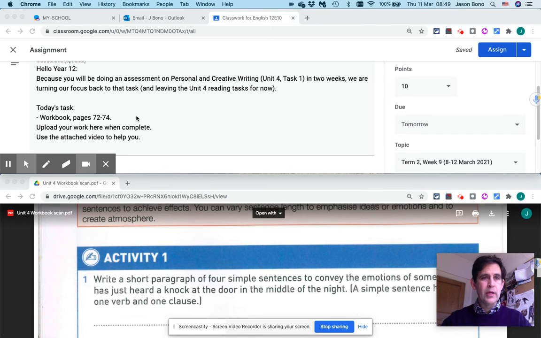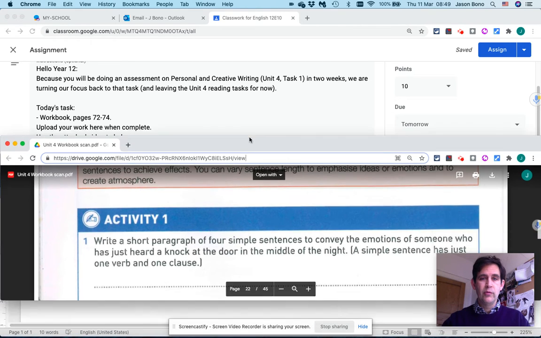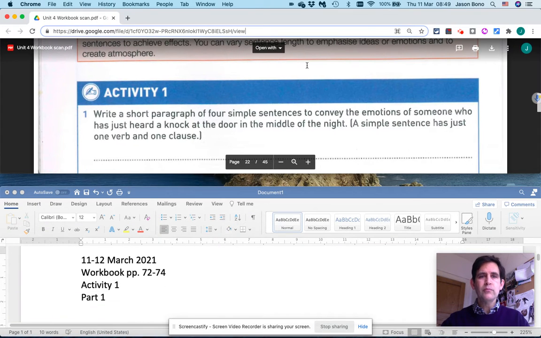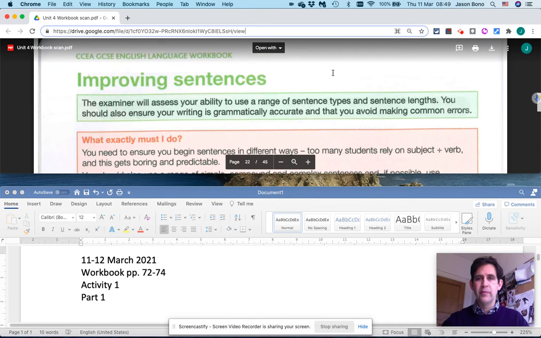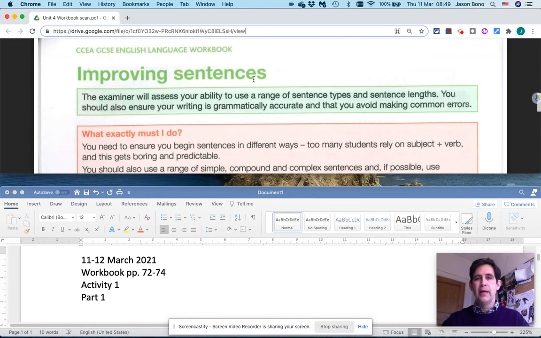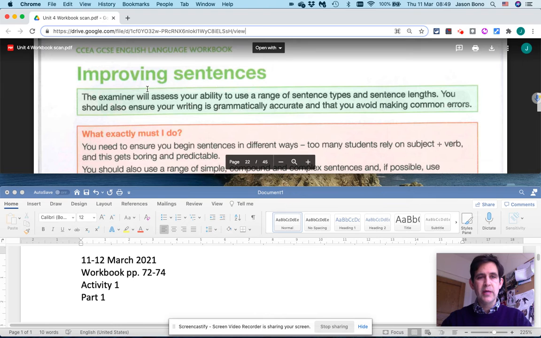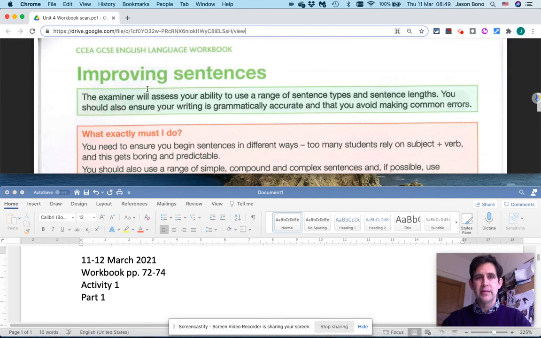We are going to work today in your workbook on pages 72 to 74, and you can upload the work here when you're finished. I'm just going to move this up to the top. Here we are at the top of page 72, and the focus in these pages is to improve our sentences.